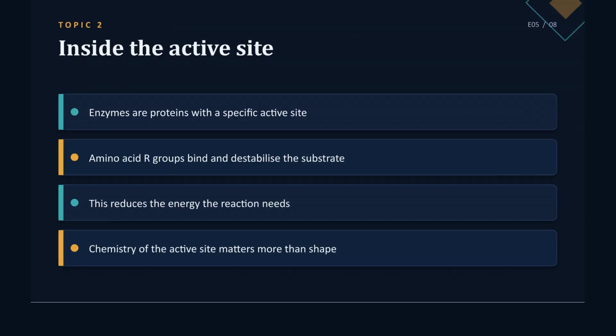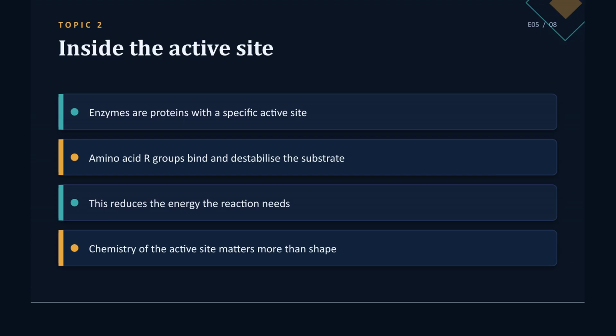Let us zoom into that active site, because its details explain everything. Enzymes are proteins, and the active site is a specific pocket shaped by the protein's fold. Lining that pocket are the side chains of particular amino acids, often called R groups. These R groups are the working parts. They bind the substrate and disrupt its stability, reducing the energy needed for the reaction to occur.